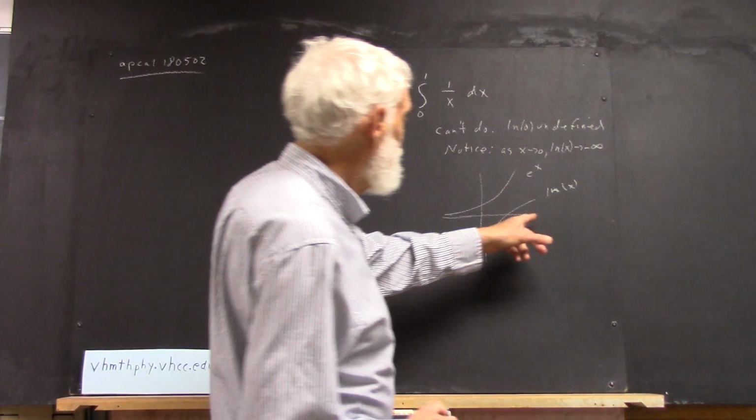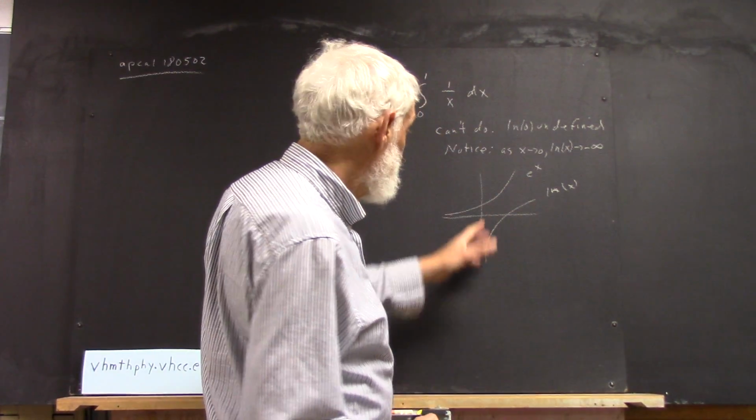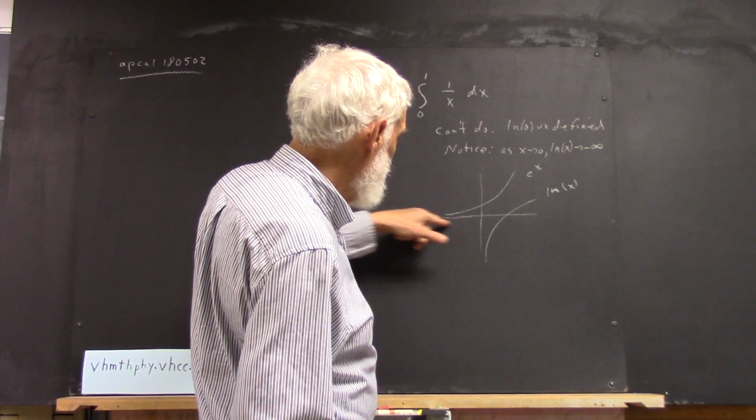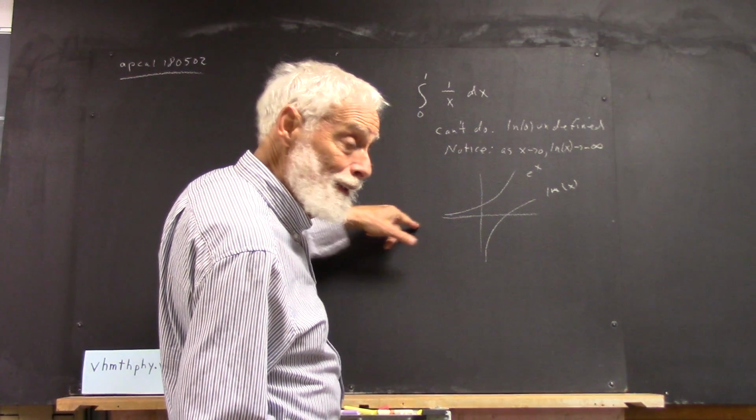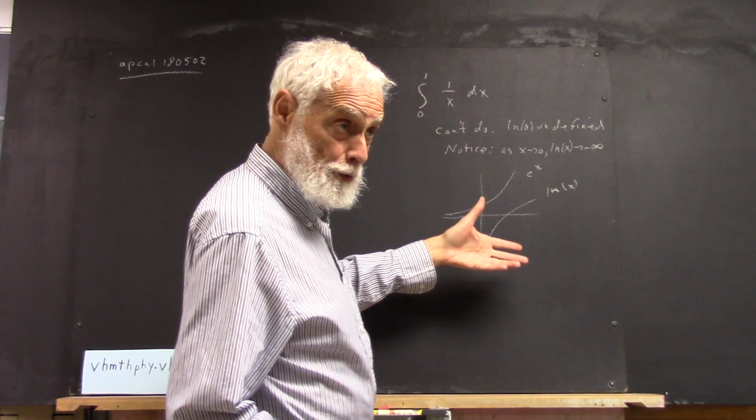And we can see that as x approaches 0, this thing has an asymptote, for the same reason e to the x has an asymptote with the negative x-axis. Natural log has an asymptote with the negative y-axis. It's the inverse function relationship.